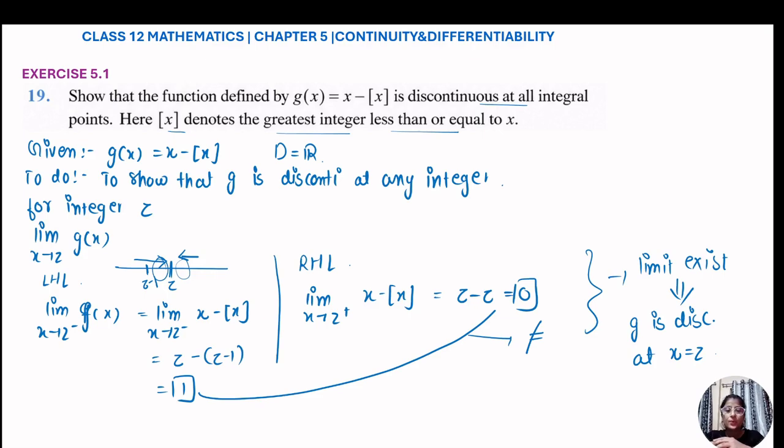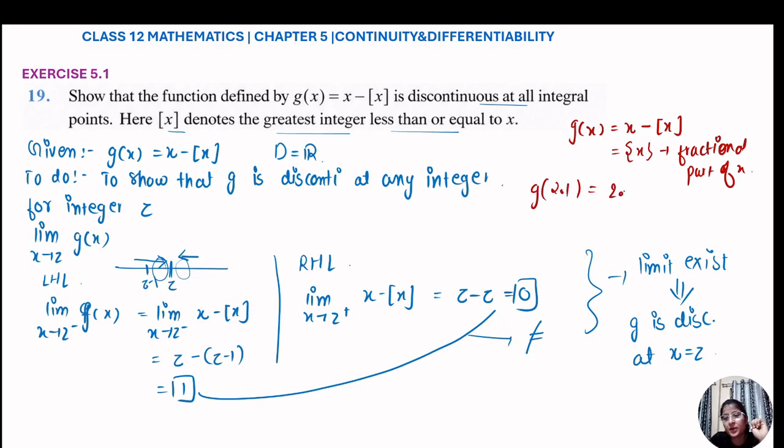So we are done. Now I will give you some extra information that will be helpful for solving other questions. This g function is a special kind of function: x minus the greatest integer of x. This g is nothing but what we call curly x, that is, the fractional part of x. For example, if you have a number, say 2.1, then g of 2.1 will be 2.1 minus 2, that is nothing but 0.1. And as you can see, in 2.1, the fractional part is nothing but 0.1.